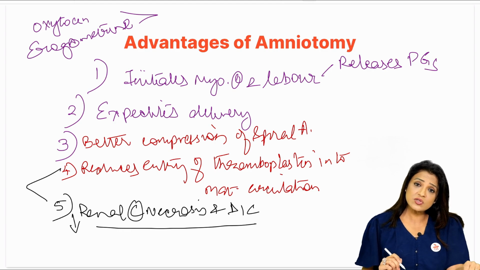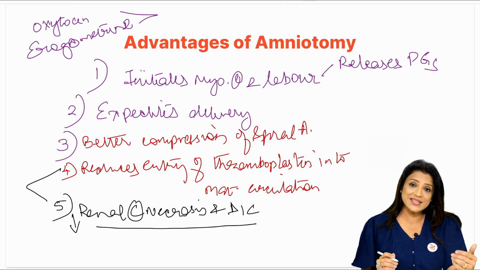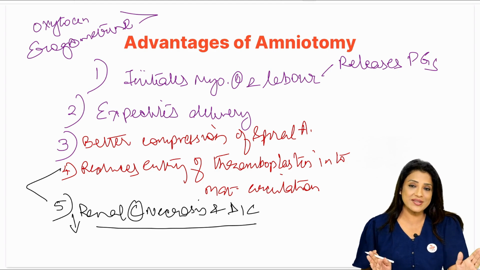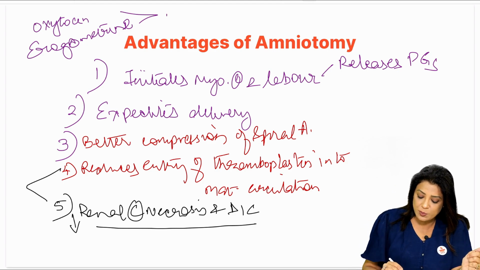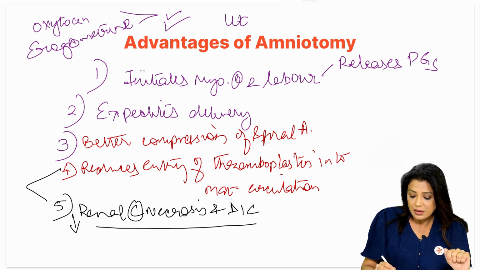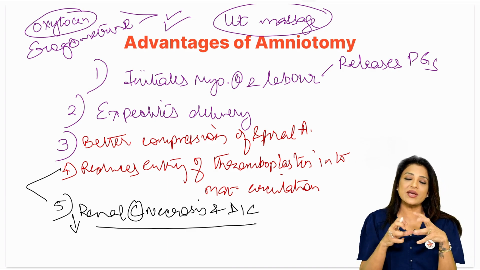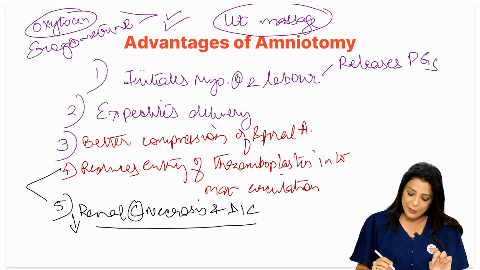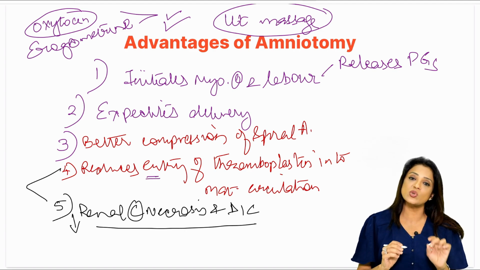Now, there is a school of thought that oxytocin might increase the release of thromboplastin into the maternal circulation, but there is no evidence supporting this. Okay, so oxytocin should be given, ergometrine should be given, even uterine massage can be done. There is no evidence that uterine massage or oxytocin can lead to excessive uterine contractions and release thromboplastin into the maternal circulation. No. Amniotomy can actually reduce the entry. So, you can do amniotomy.